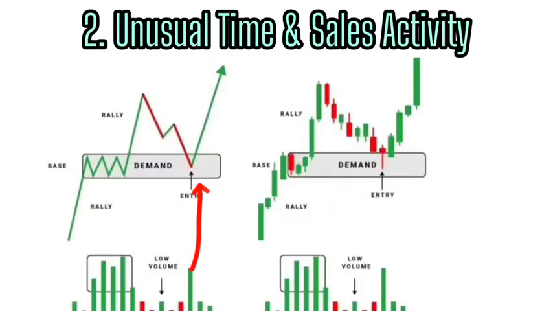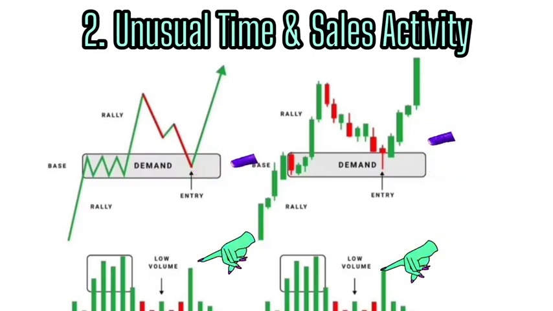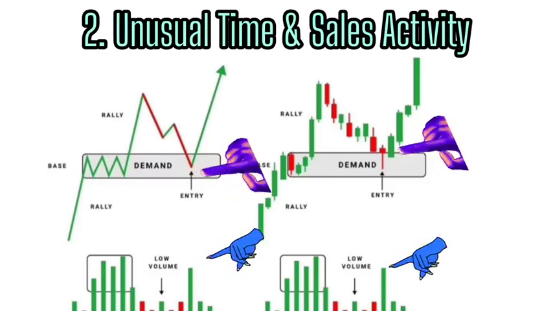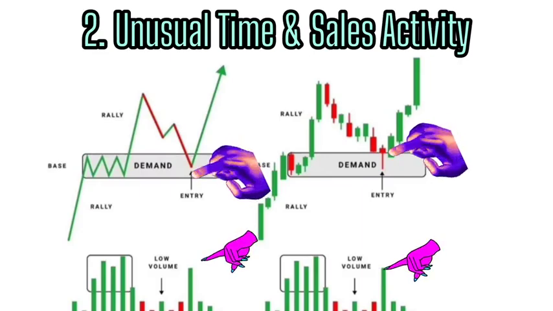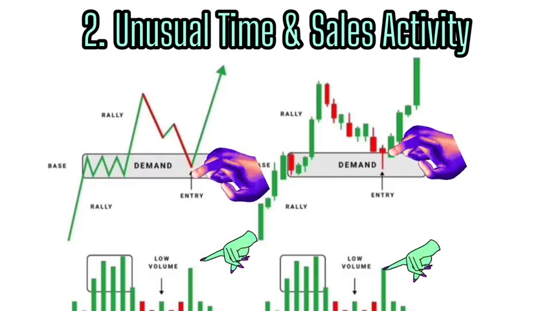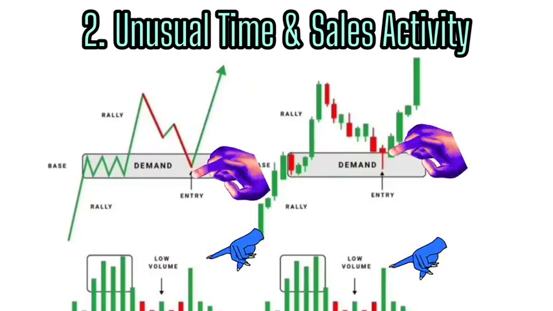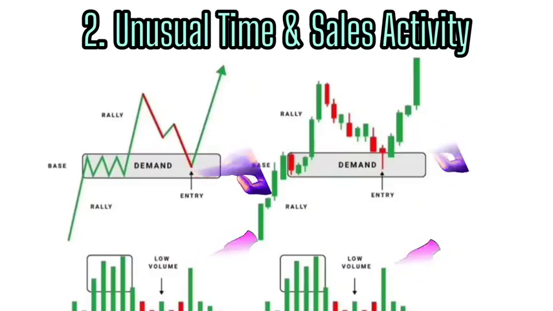2. Unusual time and sales activity. What to look for: repeated prints of the same price with high volume, but no movement. Explanation: hidden liquidity is matching those orders, possibly from an iceberg or a full hidden order. The time and sales window shows big prints without price reacting as expected.